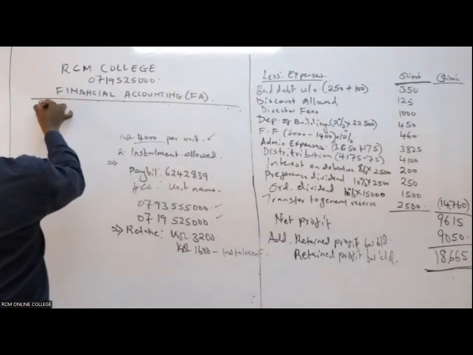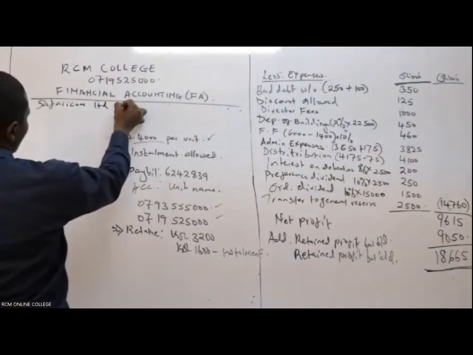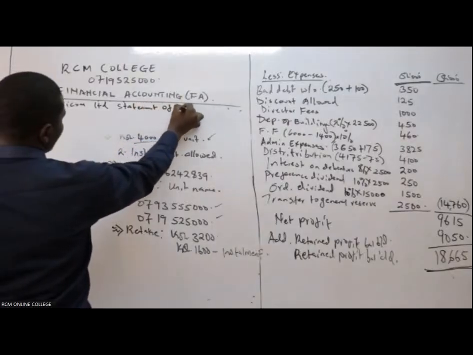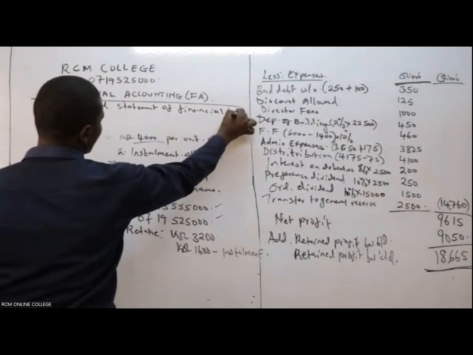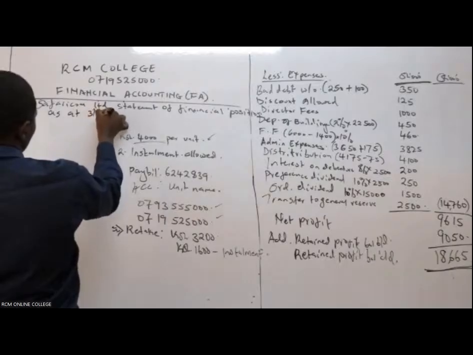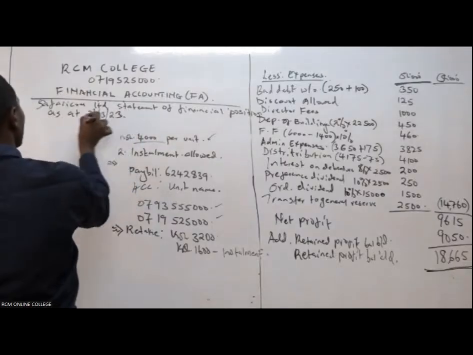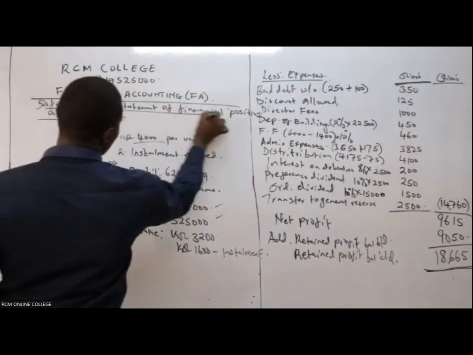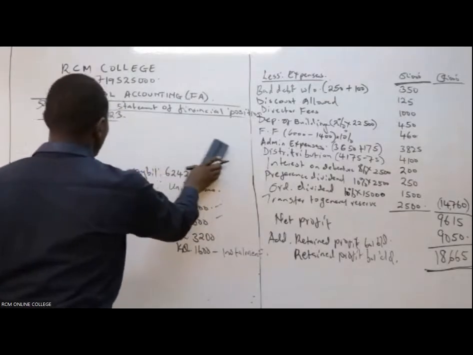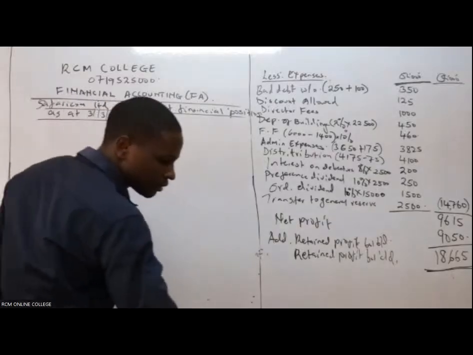Okay. So this is Safaricom Limited. Statement of financial position as at 31st of March 2023. And then you can underline to scare the examiner. So in this case, we start with the assets.